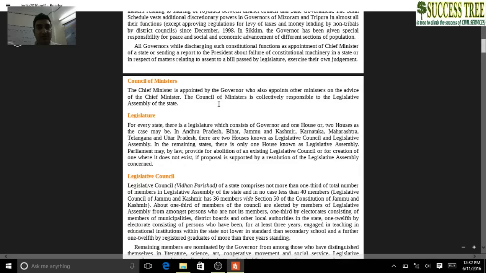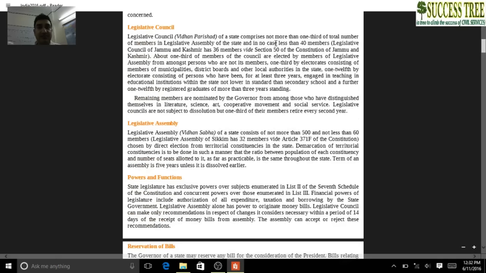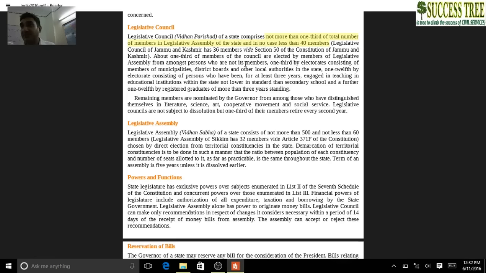Then read the states. Under states, you have the governor, powers of council of ministers, legislative council. You can see legislative council is given. So in legislative council, you see that it comprises not more than 1/3 of the members in the assembly of the state, and in no case less than 40 members. Do you get it? This was a question in last year's polity paper.